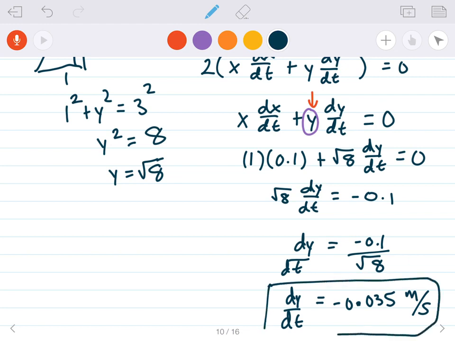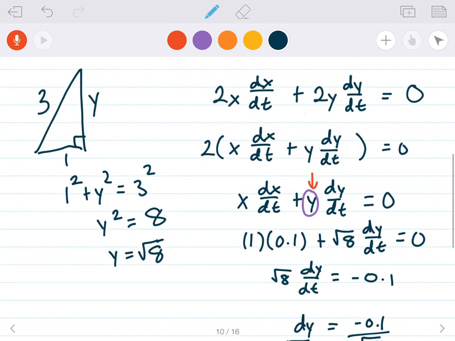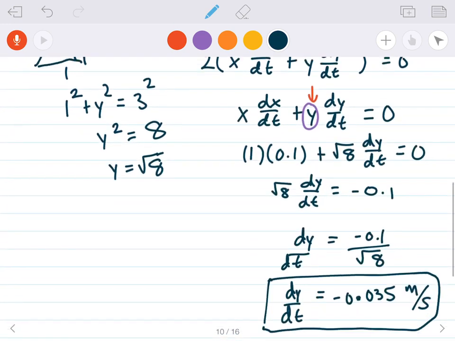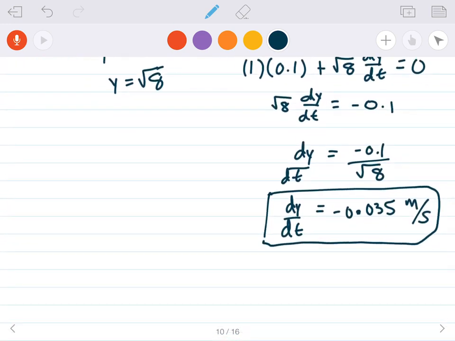Now notice that our answer here is negative, which should make sense, right? Because this ladder is going farther and farther down the wall, we expect that the speed is going to have a negative sign to indicate that basically the height is getting smaller and smaller and smaller. Okay, so we got that. So that was when x equals 1.